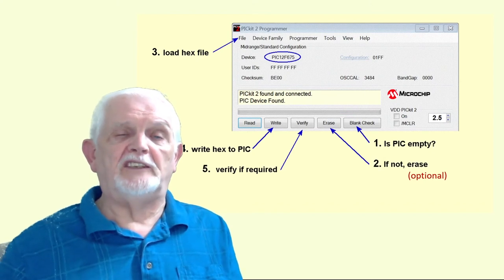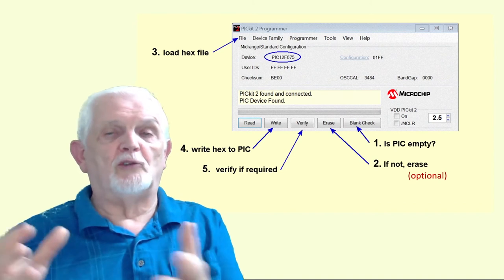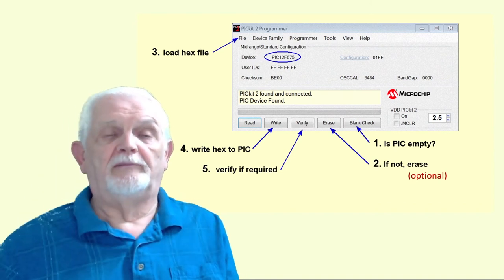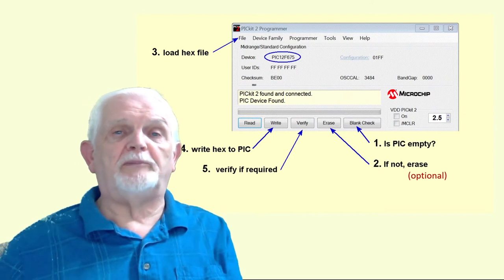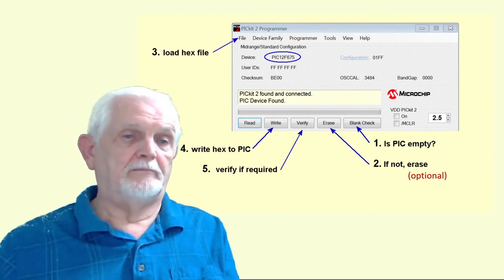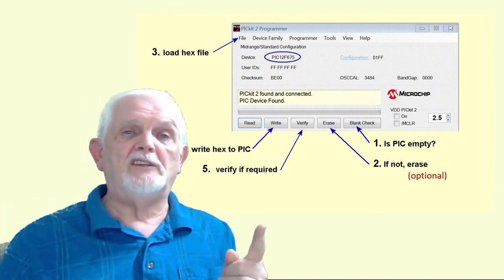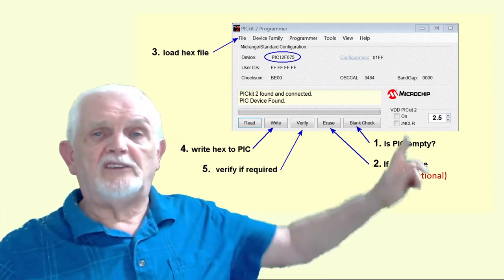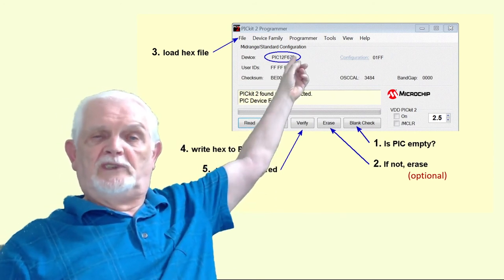And that's the interface. There's two bits of software, the one that actually creates the hex file and one that writes it to the chip itself. So you plug the chip into one of my test boards, plug in the cable, run this program, and up here it detects what chip it is. How handy is that? It even tells you what you've got connected.